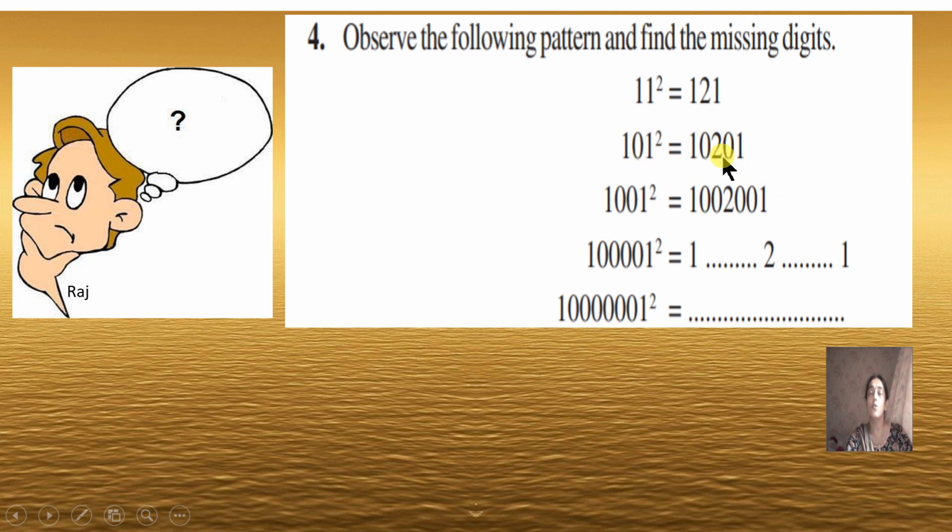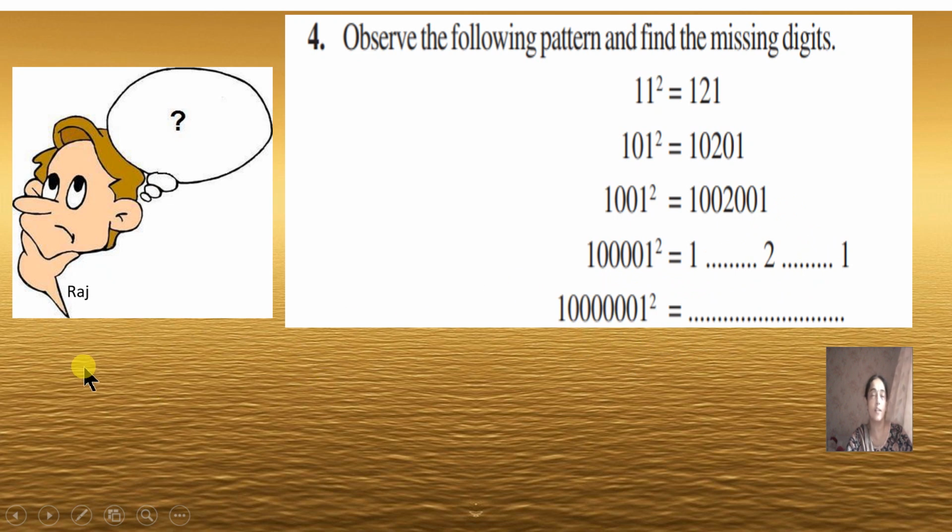So 10201. Now 1001 square. I have inserted 2 zeros. So, I will insert 2 zeros, then I will write 2 and then again 2 zeros and 1 in the answer. So, here also, how many zeros are here? 4. So, we will insert 4 zeros here and 4 zeros here. Correct, Raj? Yes, that is what Raj is saying. And this also, how many zeros are here? 1, 2, 3, 4, 5, 6.